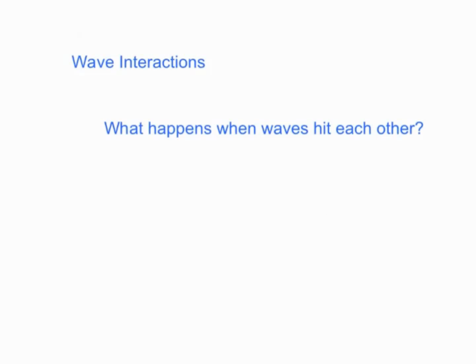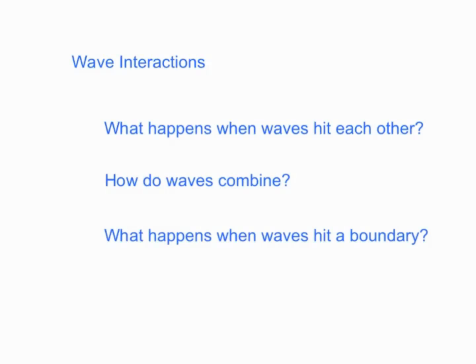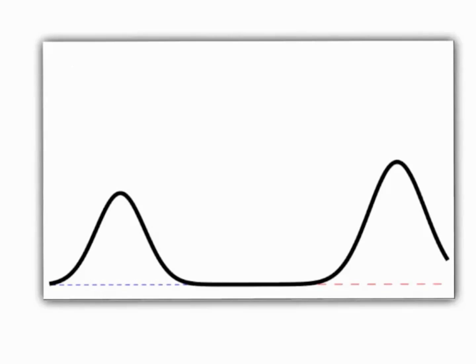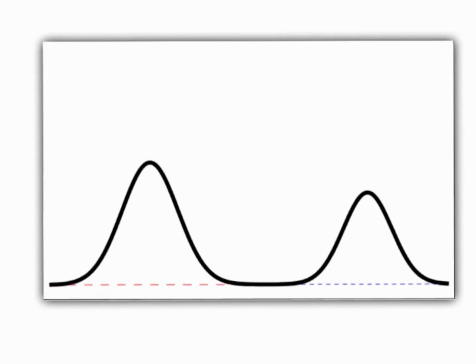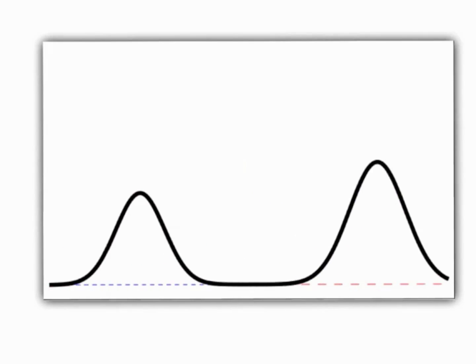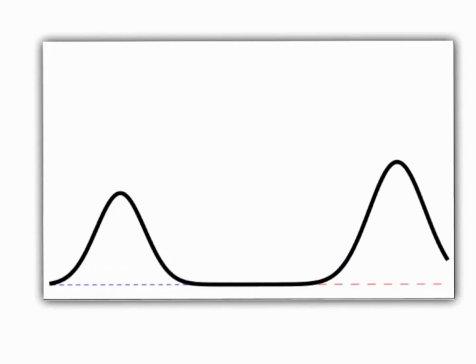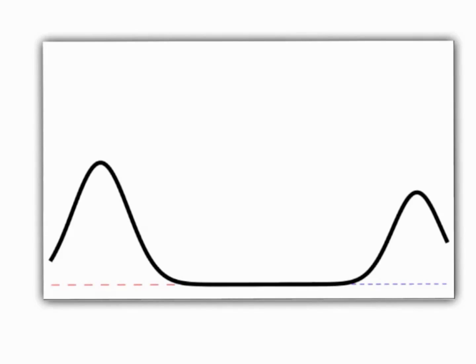Wave interactions. What happens when waves hit each other? How do waves combine? What happens when waves hit a boundary? Okay, let's see what happens when we have these two waves, small one on the left, big one on the right, cross. Well, you see what happens. They actually go right through each other. While they're going through each other, though, they reinforce. All right, so waves go through each other, but they do interact.